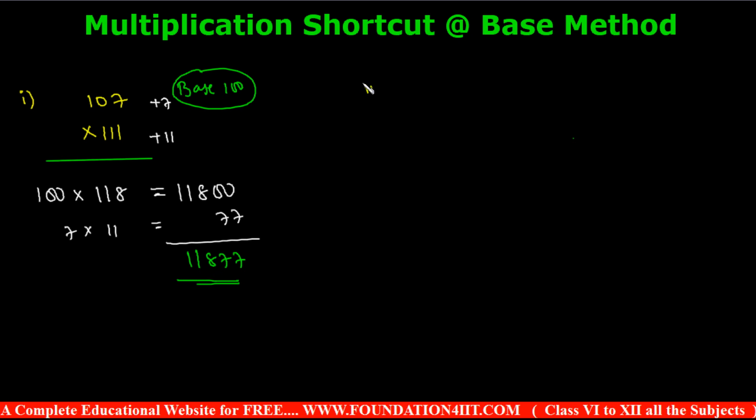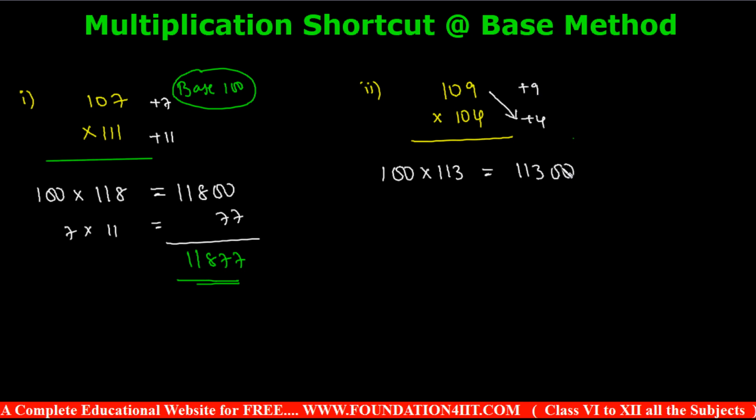Let me take another example. 109 multiplied with 104. Compared to the base 100, this is plus 9 and this is plus 4 extra. So you can do cross addition to get the same. 109 plus 4 is 113, because with base 100 it is 100 into 113. 104 plus 9 is also the same. You can call this cross addition. So 113 followed by 00. Then 9 into 4, which is just 36. We can attach it: 11336, because it is near 100, base 100.